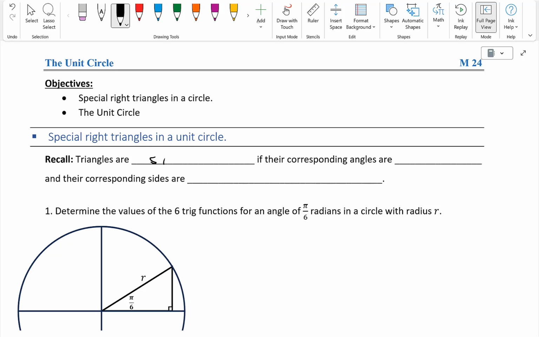Triangles are similar if their corresponding angles are equal and their corresponding sides are proportional.